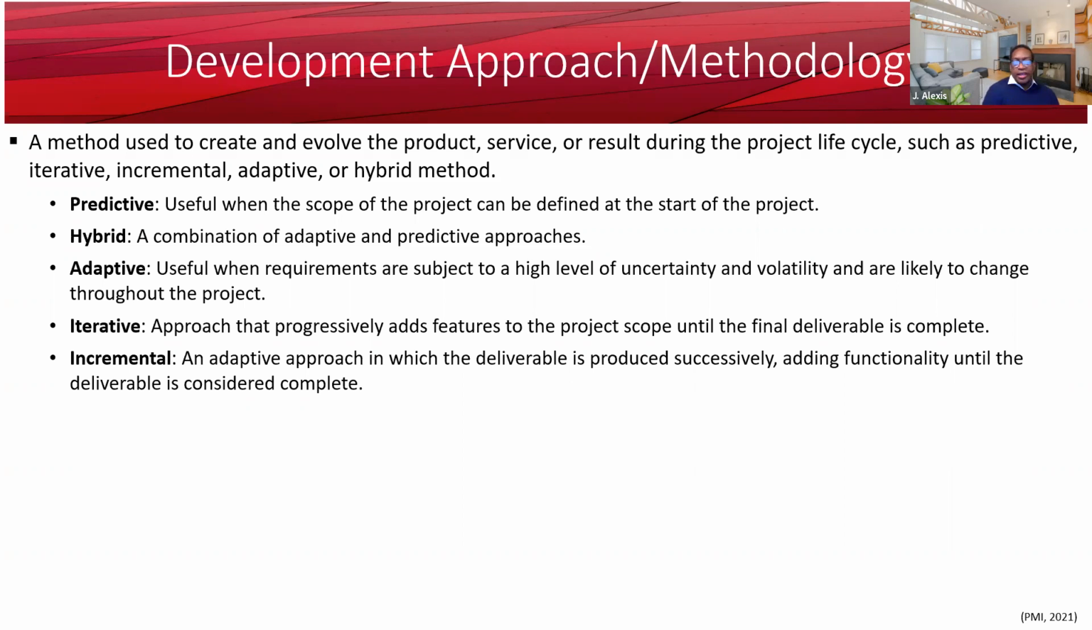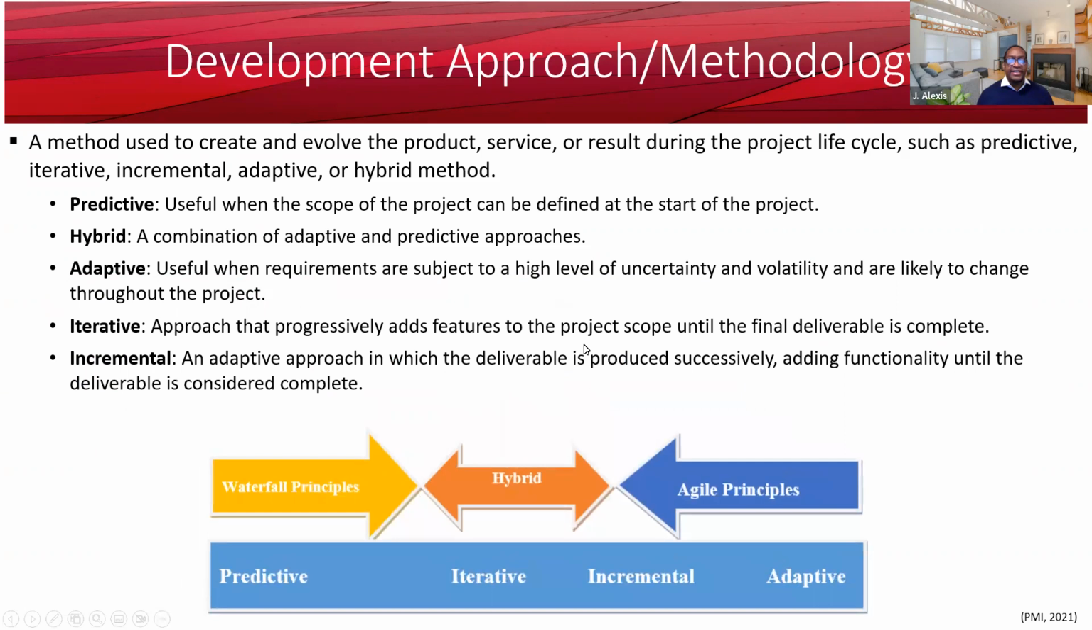Each feature may be functional, so it may be something you can do with it, but because you create one feature doesn't mean the software is complete. So incremental means that it's an adaptive approach in which the deliverable is produced successively, adding functionality until the deliverable is considered complete. So it could mean you are adding functionalities that you can actually use until you have a complete project. That's one way to look at it.